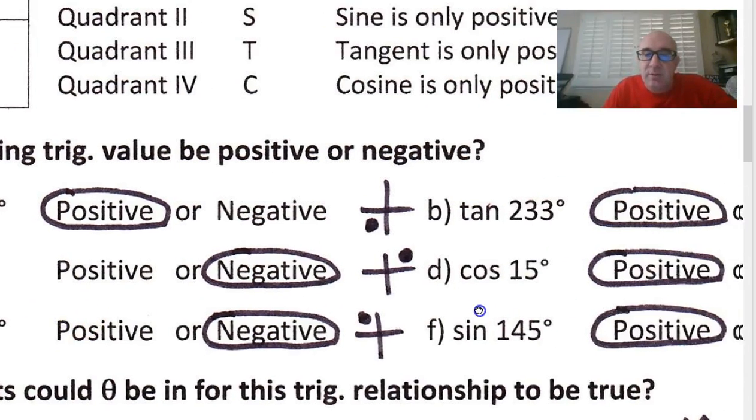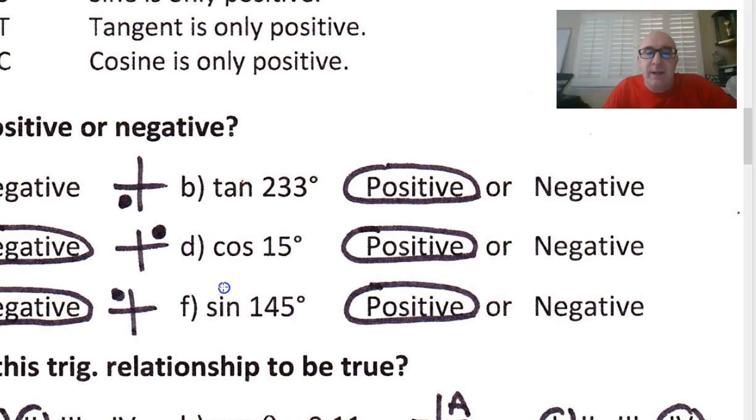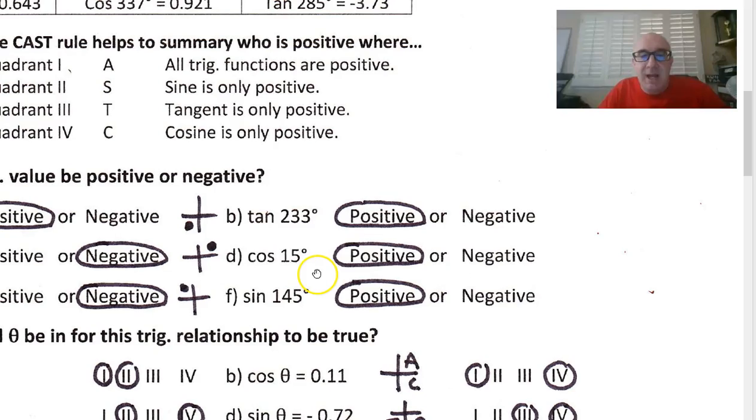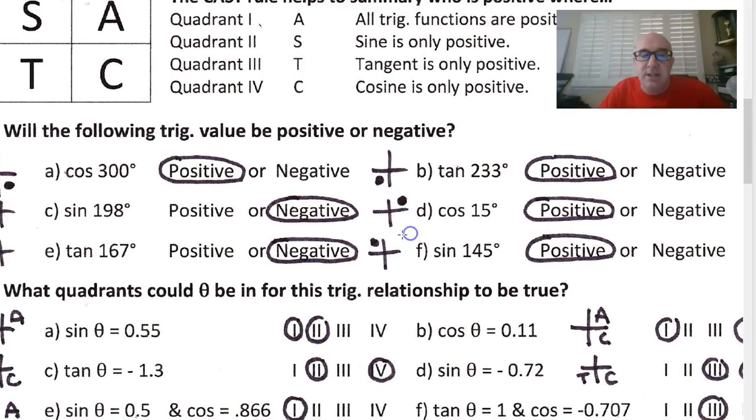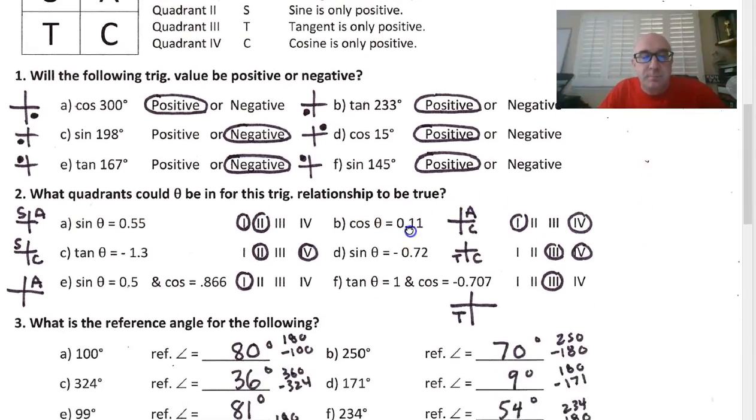So if we slide this over, I did the same thing. 233 is in here. The CAST rule says T is positive. 15 puts me in the A category. Ding, always positive. 145 puts me over here where sine is the positive group. So the CAST rule makes it very easy to know who's positive where.